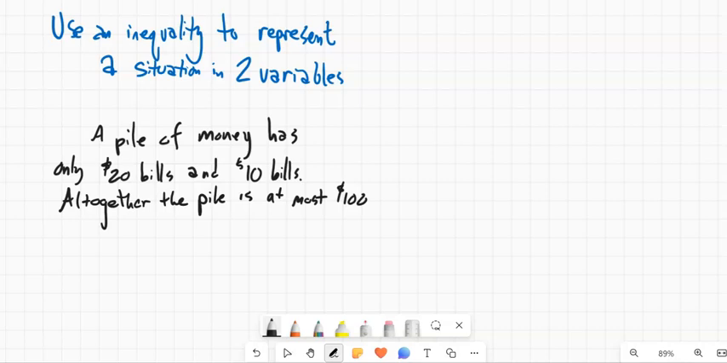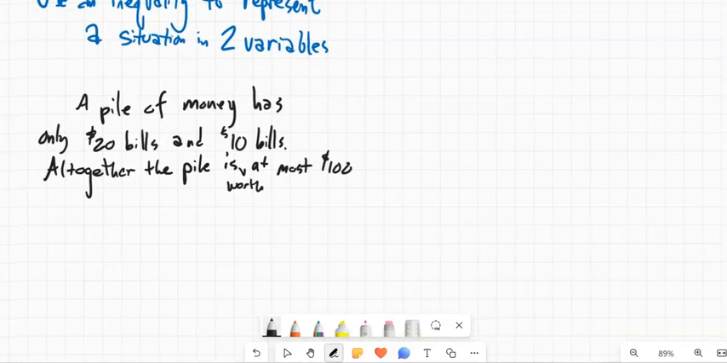Algebra 1, we're going to use an inequality to represent a situation in two variables. A pile of money has only $20 bills and $10 bills in it. Altogether, the pile is worth at most $100. So what we want to do is create an inequality that would show our possible values and then graph it. The directions would say something like that: represent it, write an inequality and sketch a graph of the relationship.